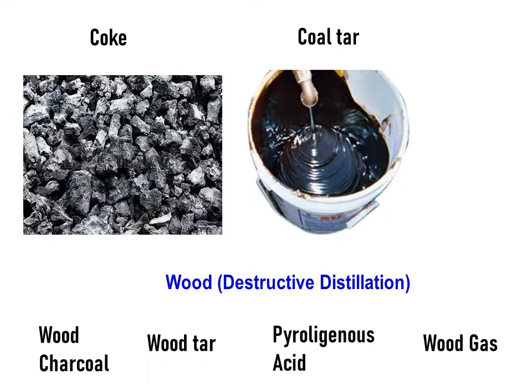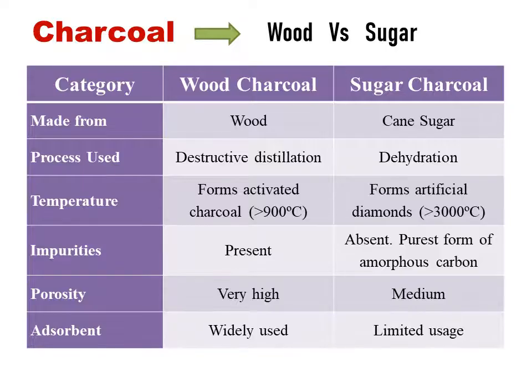Focusing on the different types of charcoal, we now have the difference between wood charcoal and sugar charcoal. Wood charcoal is made from wood and sugar charcoal from cane sugar. The process used for wood charcoal is destructive distillation, while sugar charcoal is made by dehydration using concentrated sulfuric acid. The temperature for sugar charcoal is around 900 degrees Celsius, and for wood charcoal it is greater than 3,000 degrees Celsius.